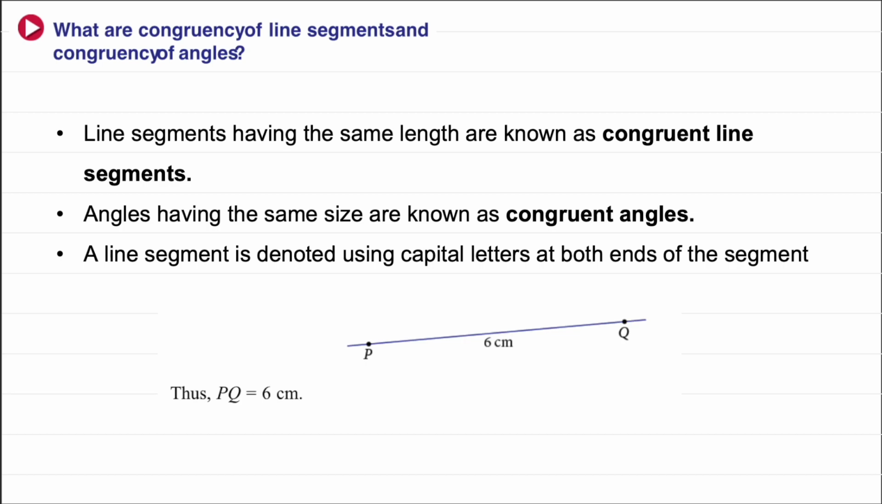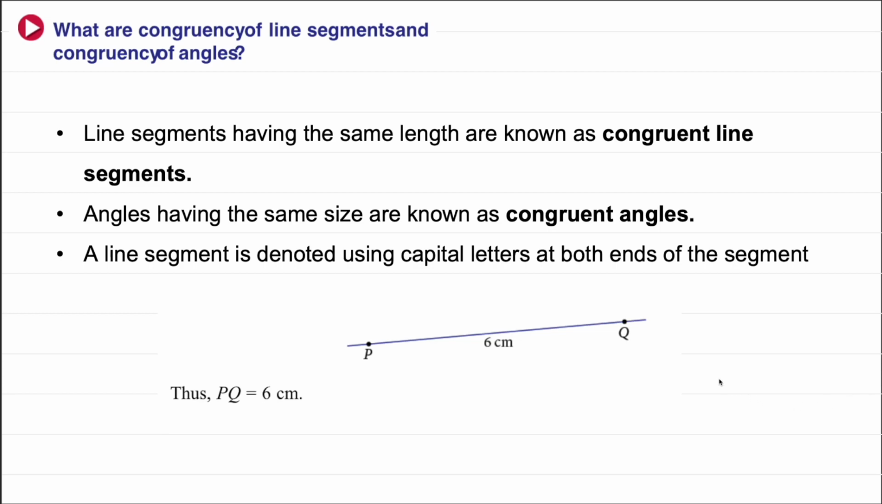What are congruency of line segments and congruency of angles? Line segments having the same length are known as congruent line segments. Maksudnya dekat sini, kalau kamu ada satu set ataupun sepasang garisan yang ada panjang yang sama, kita panggil mereka sebagai congruent line segments. Okay, the first one. Second one, angles having the same size are known as congruent angles. Maknanya kalau ada sudut yang ada sama size, kita panggil dia sebagai congruent angles.